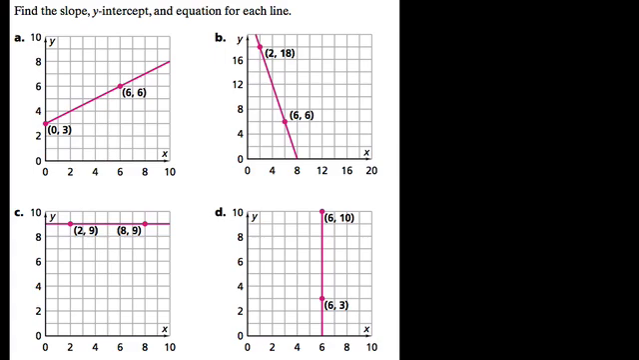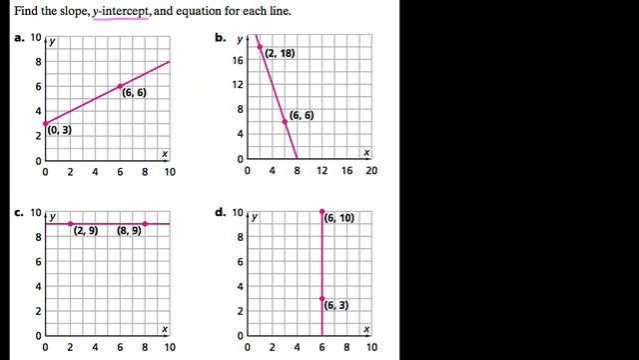Okay, so in each of these graphs, we want to find the equation, slope, and y-intercept for each line. Let's start with the y-intercepts. Well, that's when our lines cross the y-axis, right? And the y-axis here is the vertical line.